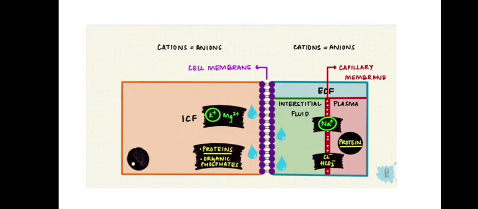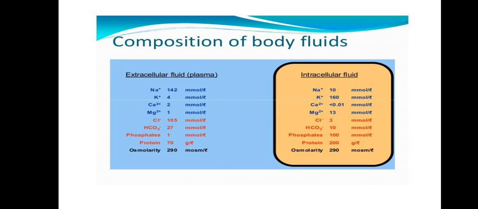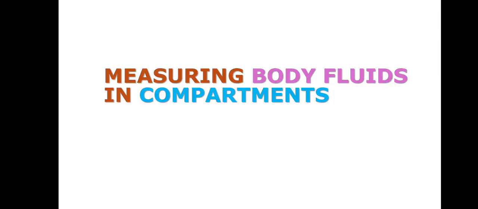Okay, and these were the normal values of various solutes, and once we total them together, they gave us 290 milliosmoles per liter. So osmolarity is the number of solutes contained within a solution. And how much is this solution? It is 1 liter. And that's it about the solutes.